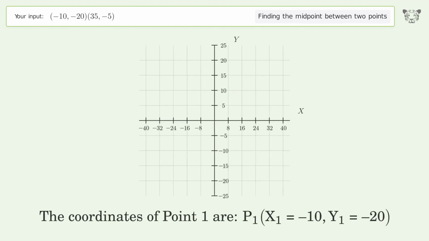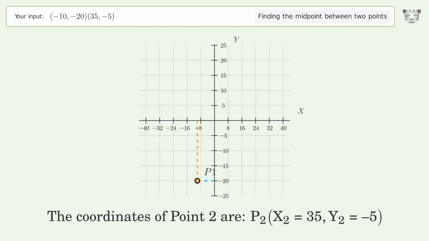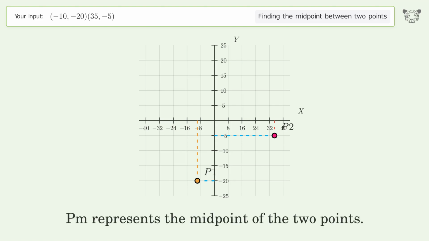The coordinates of point 1 are x1 equals negative 10, y1 equals negative 20. The coordinates of point 2 are x2 equals 35, y2 equals negative 5. PM represents the midpoint of the 2 points.